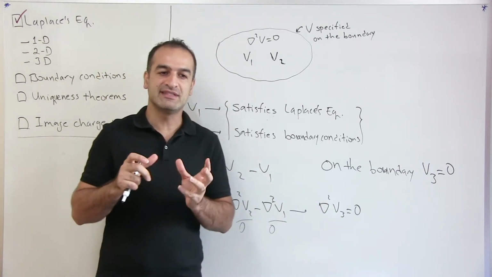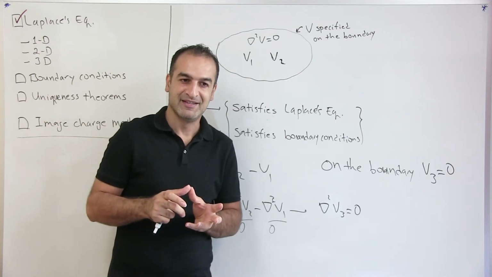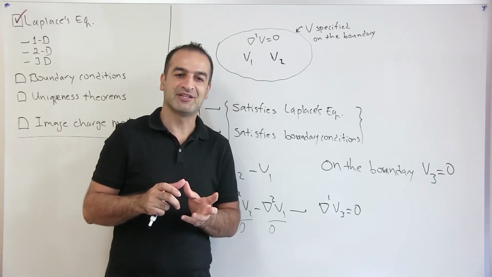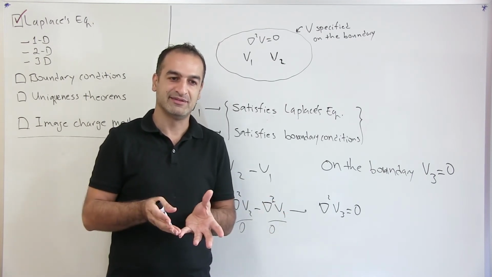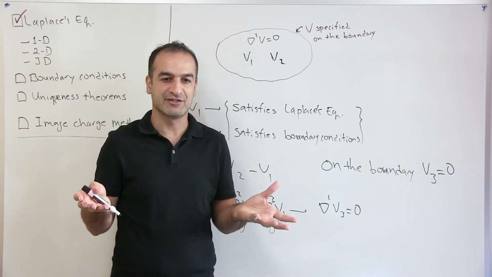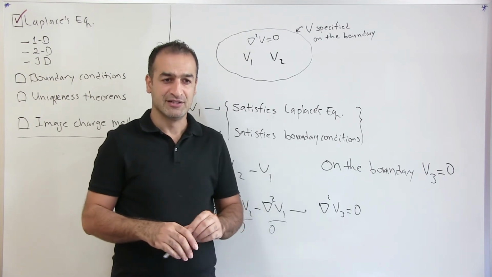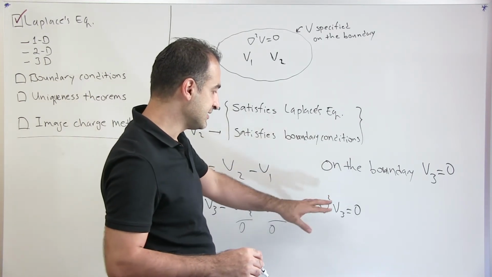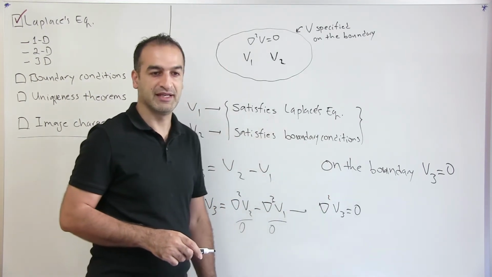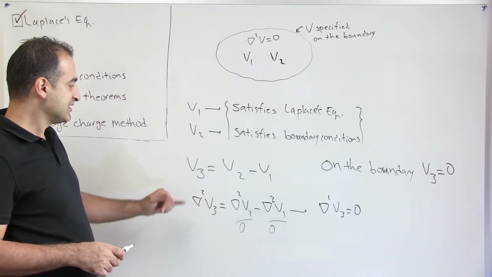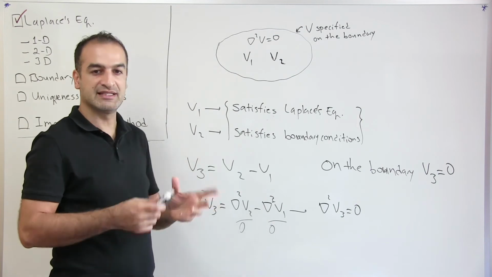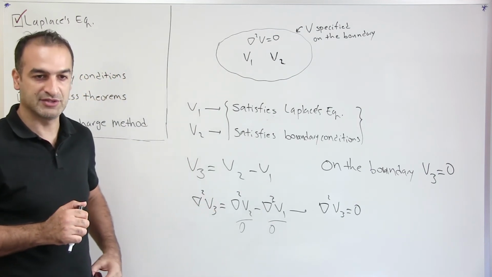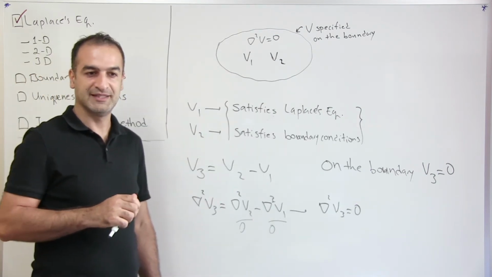What is the most simple function that connects all the zeros on the boundary together? It's a flat function being just zero, right? So V3, as a matter of fact, is just zero everywhere. And if our conclusion is that V3 is zero, that means V1 and V2 should be exactly the same function.